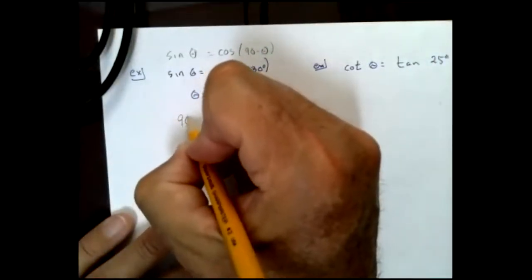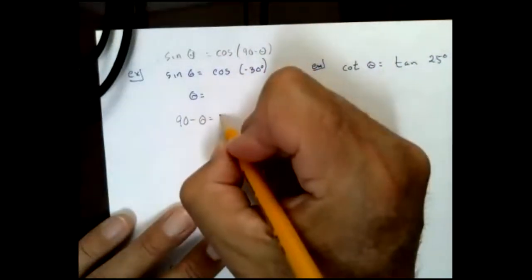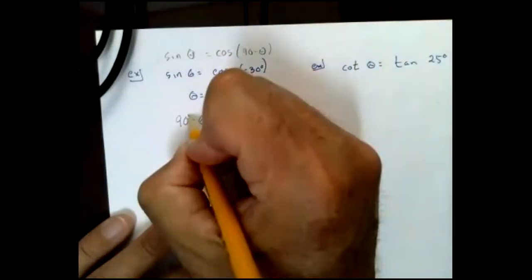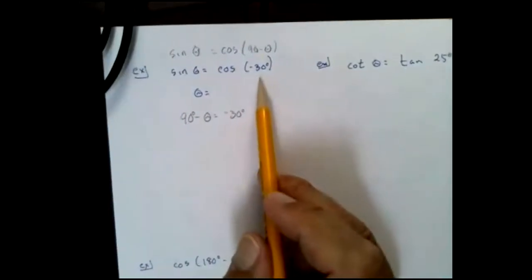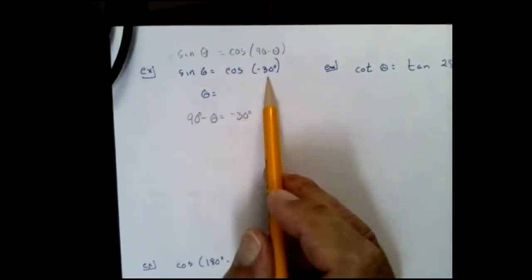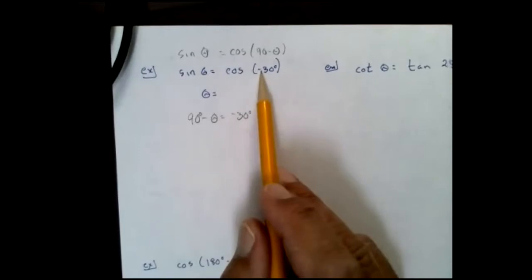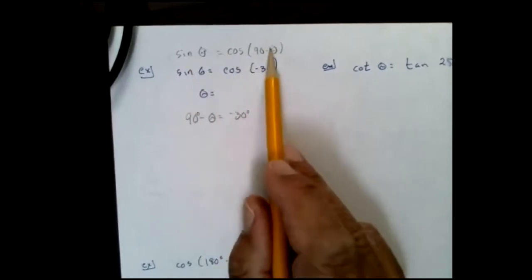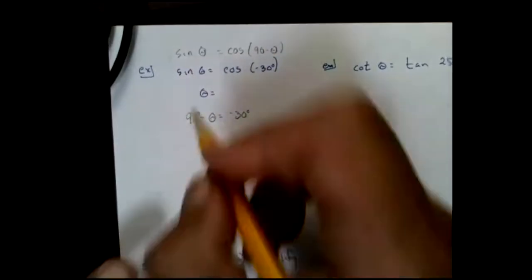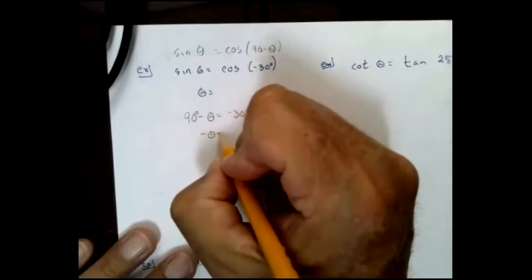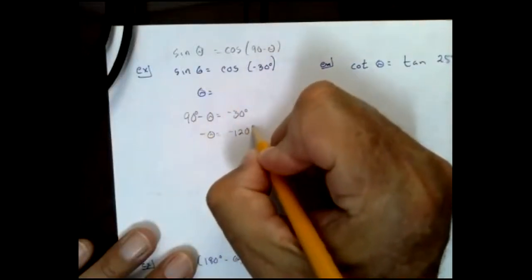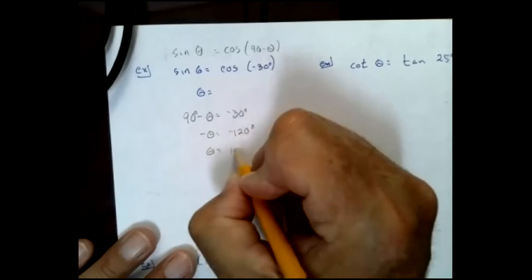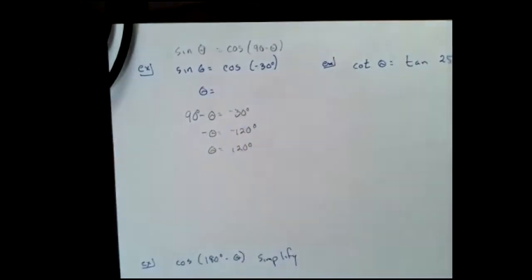Okay. Yeah, I get the equation. 90 minus theta equals negative 30. This is true. So this is true. 90 minus theta equals negative 30. I'm going to subtract 90, get negative 120 degrees. Theta is 120 degrees.